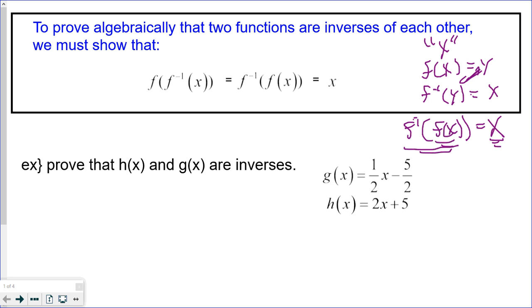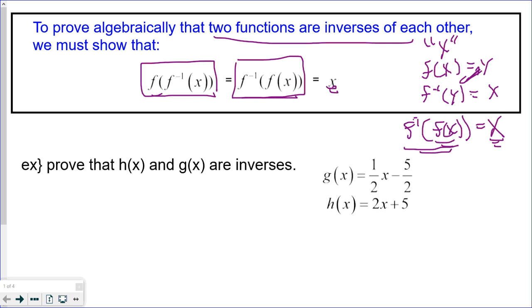But instead of just showing that f inverse of f of x equals x, we also have to show the other way as well. It has to be true both ways. They both have to map back to x. So today we're going to do both of these function compositions, and if both equal x, then those two functions are inverses of each other. So again, to prove algebraically that two functions are inverses of each other, we have to show that both of these function compositions equal x.